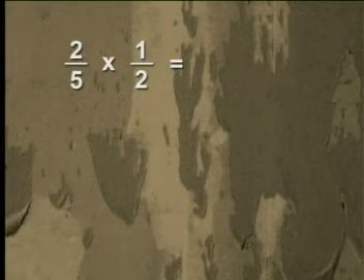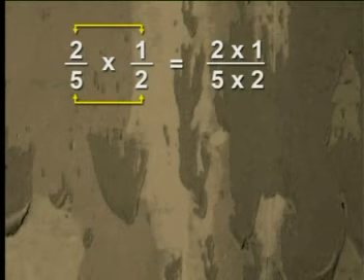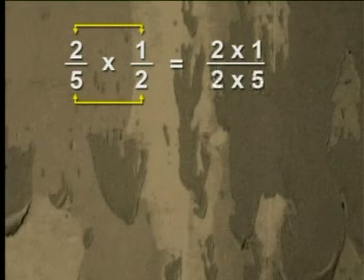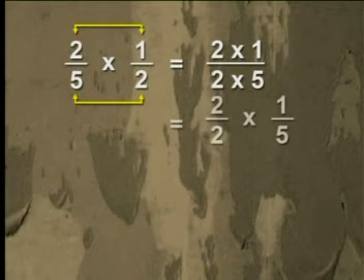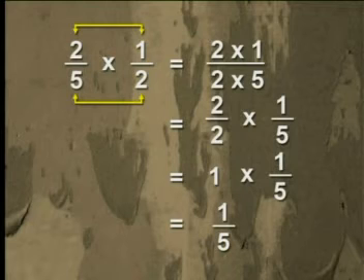So, what is 2/5 of 1/2? Well, let's multiply the numerators by the numerators, and we get 2 multiplied by 1. And multiply the denominators by the denominators, and we get 5 multiplied by 2. Now, 5 multiplied by 2 can also be written as 2 multiplied by 5. So you can see that this is equal to 2 divided by 2 all multiplied by 1 divided by 5. And this is actually 1 multiplied by 1 divided by 5, which is 1/5.